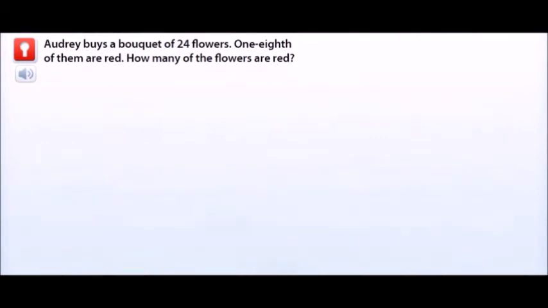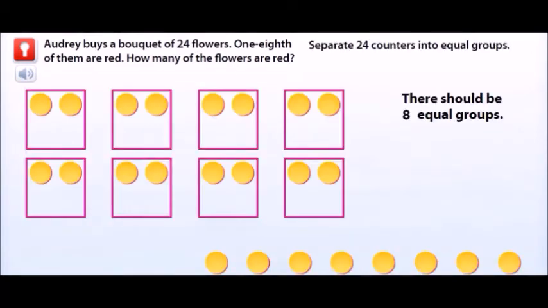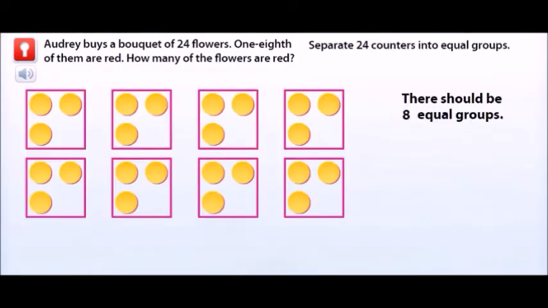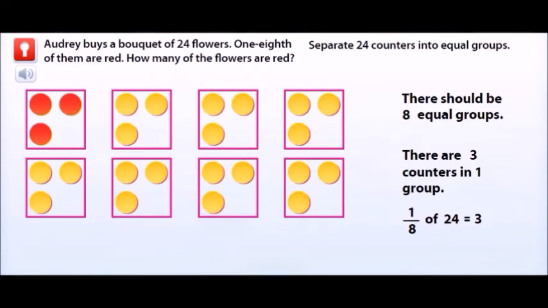Let's put a second counter in each group, then a third counter in each group. The counters are now in 8 equal groups. One of the 8 groups shows 1/8. How many counters are in this group? 3. So 1/8 of 24 is 3.